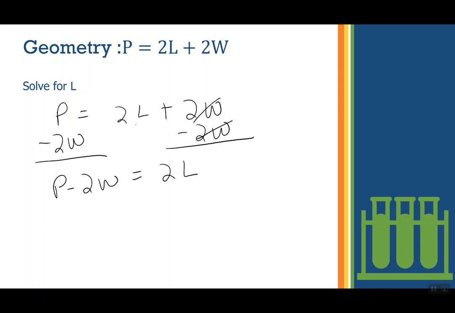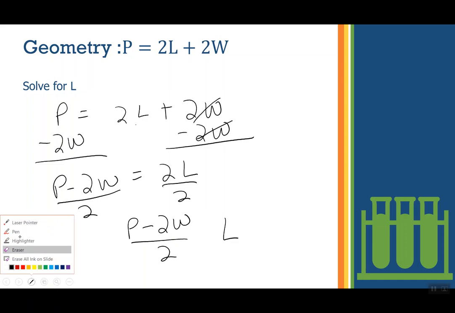And this reminds me of the last one where I need to divide to get the variable by itself. I'm going to divide by 2. Make sure I divide the whole left side by 2, where I have P minus 2w over 2 is l. And I remember, I can't simplify that. I have to leave that just like it is. So no canceling out of the 2's, just leave them and go to the next one.